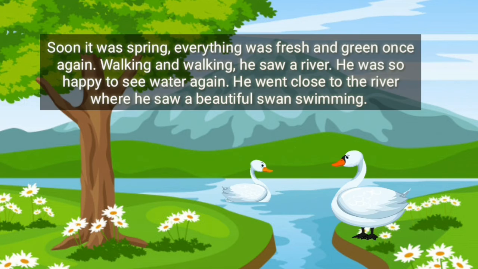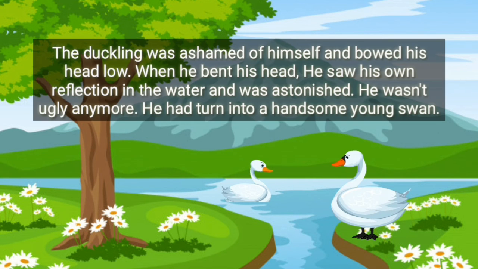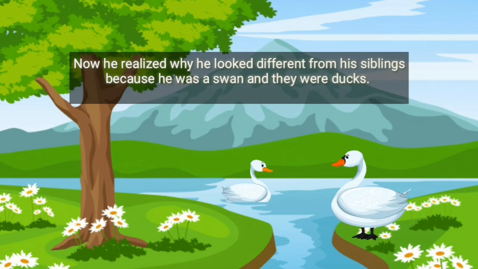He went close to the river where he saw a beautiful swan swimming. The duckling was ashamed of himself and bowed his head low. When he bent his head, he saw his own reflection in the water and he was astonished. He wasn't ugly anymore. He had turned into a handsome young swan. Now he realized why he looked different from his siblings, because he was a swan and they were ducks.